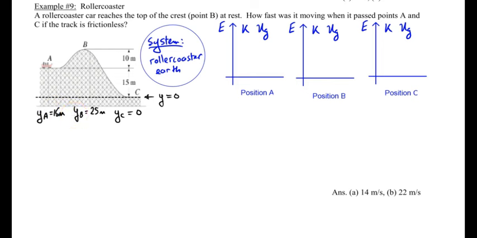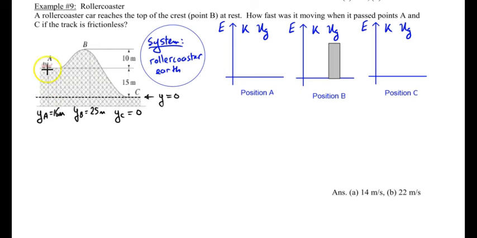So the next thing I would do is start to put in our bar graphs in here. I'm going to choose to go to position B first, because I know when it gets to B, it's not moving at all. And if it's not moving, it doesn't have any kinetic energy. It's all gravitational energy. So I'm going to put over here a nice big tall bar, which represents the gravitational potential energy.